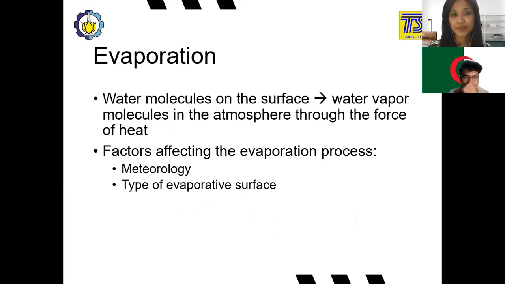What is evaporation? Evaporation is when the water molecules on the surface, in this example the water surface, which is the water that we can see, and then there is heat. Because of the force of the heat, there is a change in the molecules at first as water, and then it evaporates into the atmosphere as a result of the force of the heat.